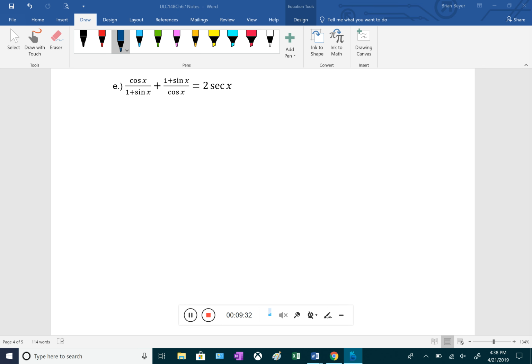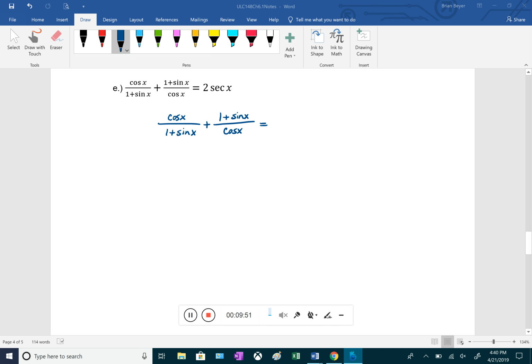So we'll do 2 more. For the next one, we have cosine x over 1 plus sine x plus 1 plus sine x over cosine x equals 2 times secant x. Definitely work with the left-hand side here first because it's more complicated. We have 2 big terms here, this term and this term. What we want this to end up equaling has only one term.